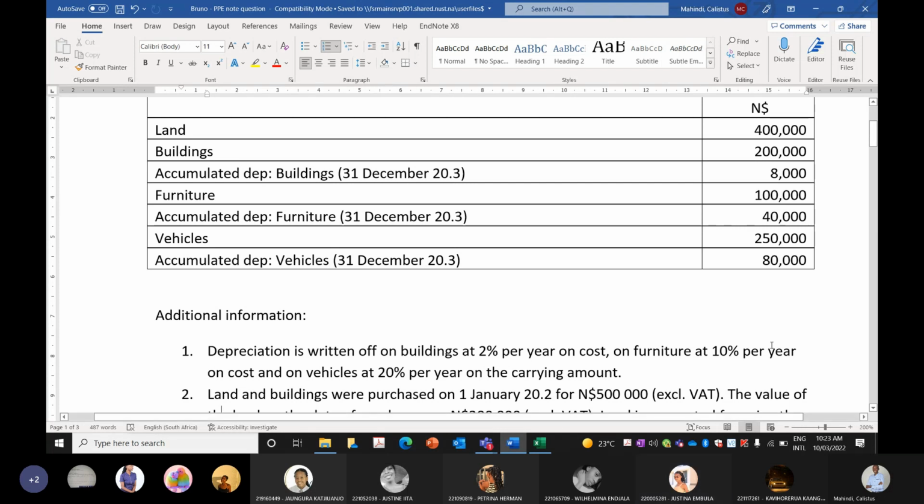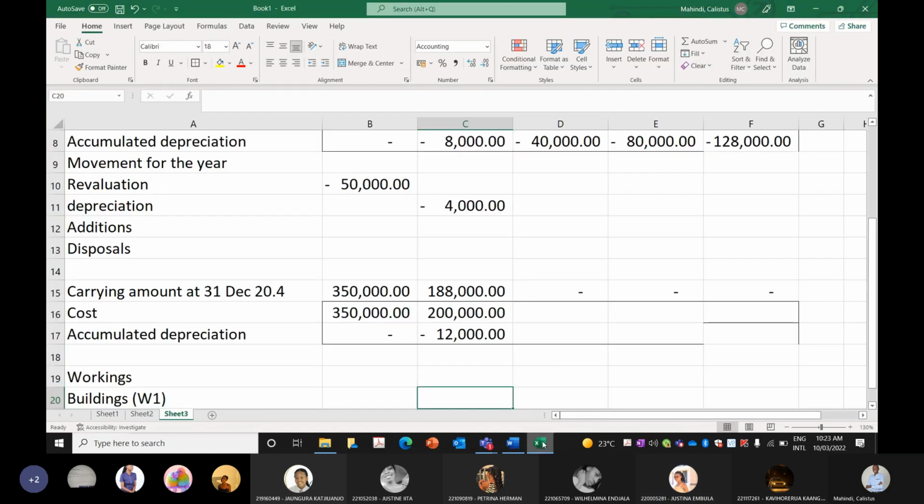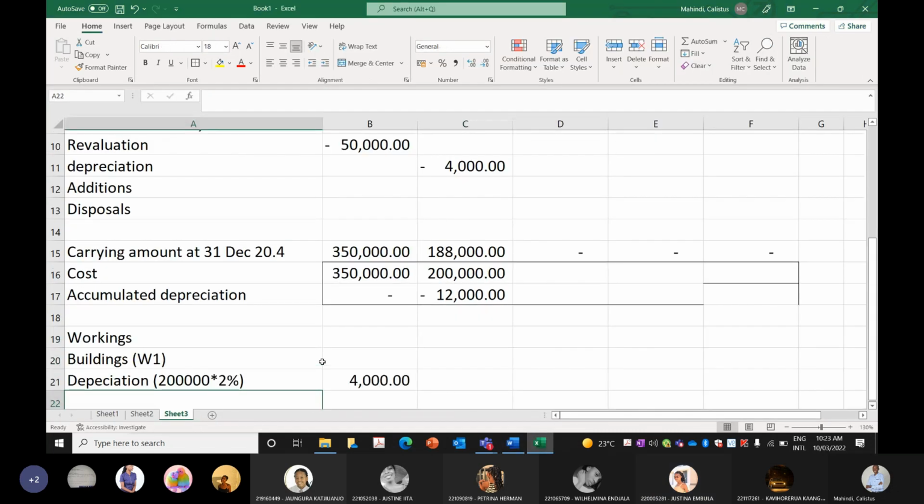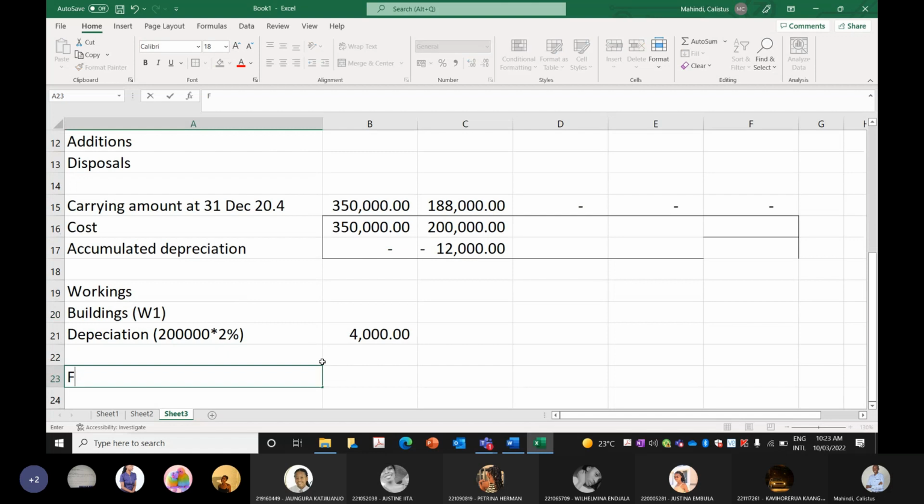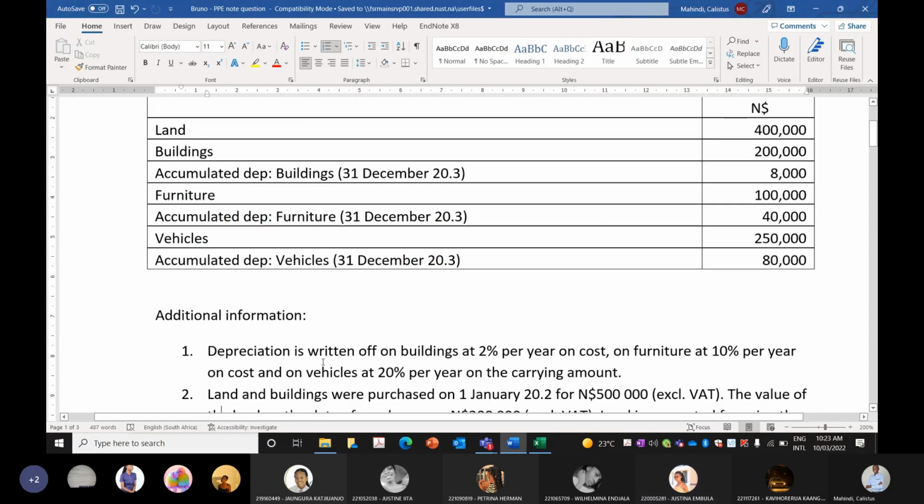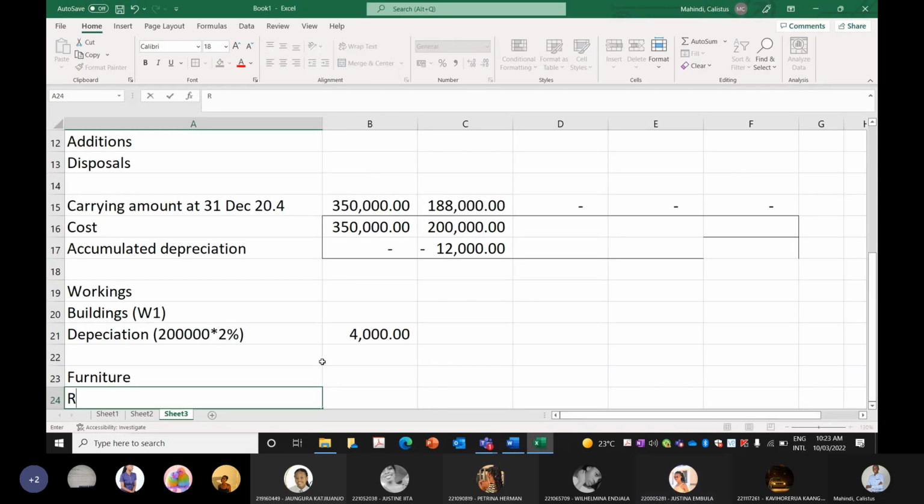Okay, so let us deal with the workings for the furniture quickly. We need to calculate the depreciation on the remaining furniture. We've already calculated the depreciation on the disposed one, right? So what is the remaining furniture? Our cost of furniture was 100,000. This is the remaining furniture.